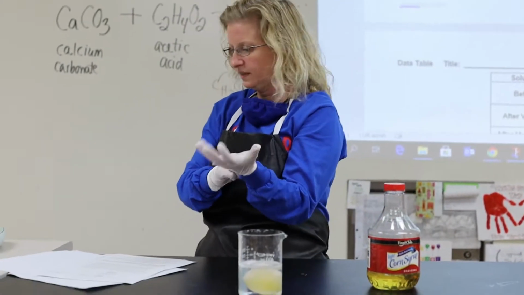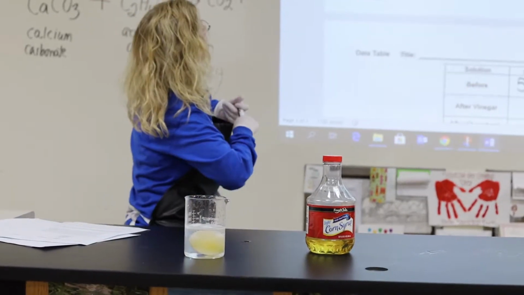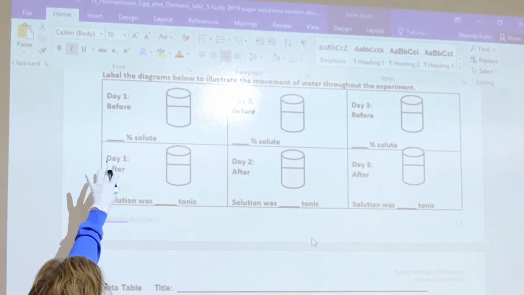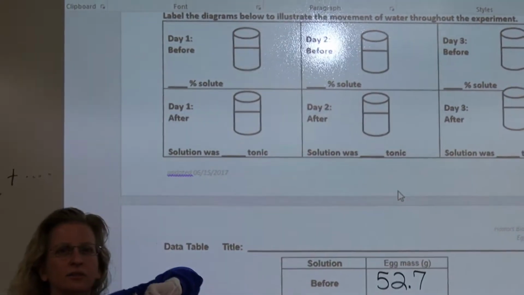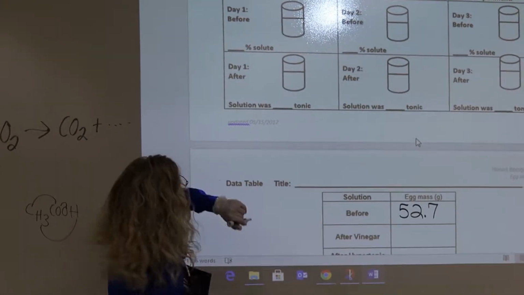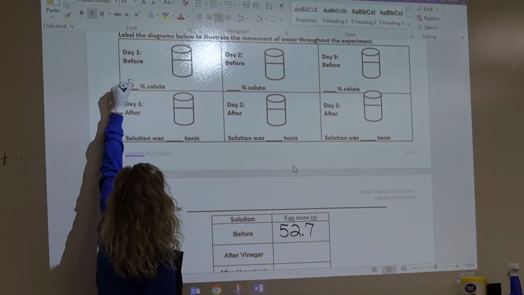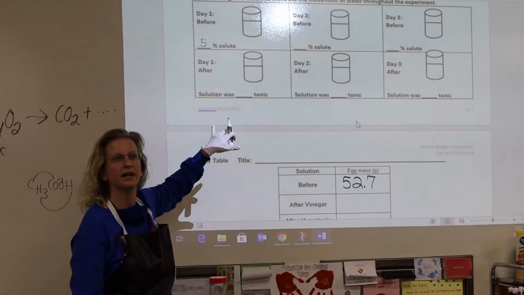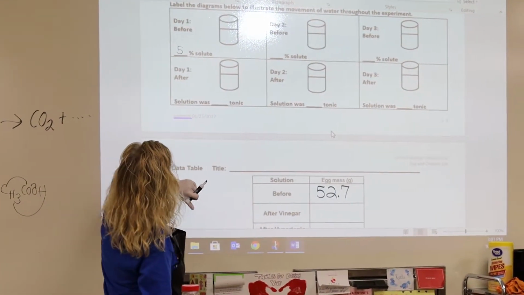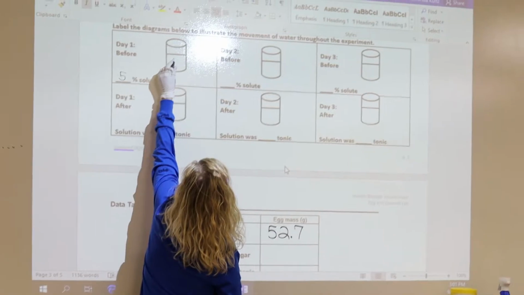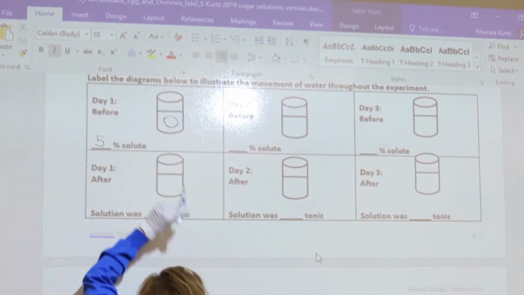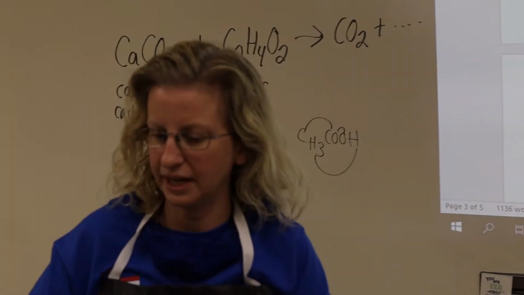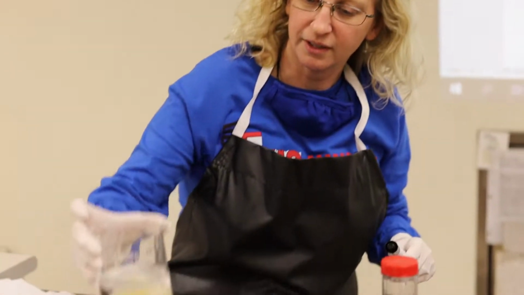Now, one thing that we skipped yesterday, or 2 days ago, was filling in our little day 1 before picture. So we put the egg in a solution that was 5% acetic acid. So it's like 5% solute. If your lab doesn't have those percents on it, then don't worry about it. I don't know if all of them do. But we want to show that we put the egg in the beaker, and now we want to see how the size of the egg compares to when we left it off a couple days ago.